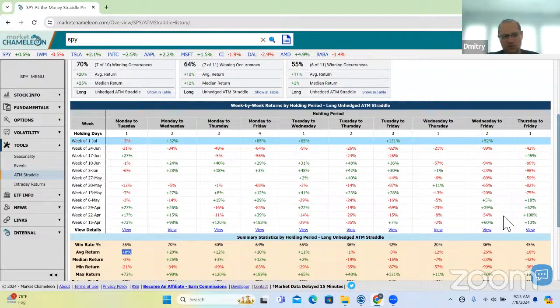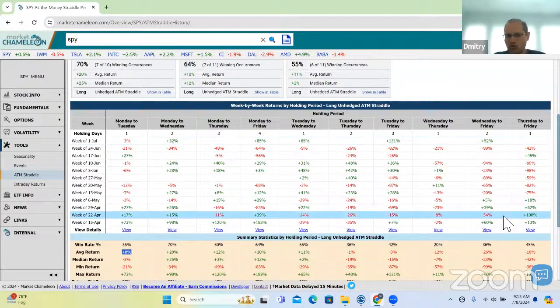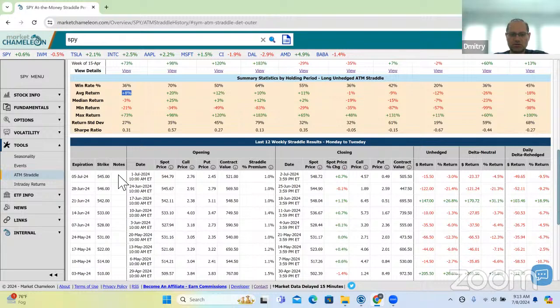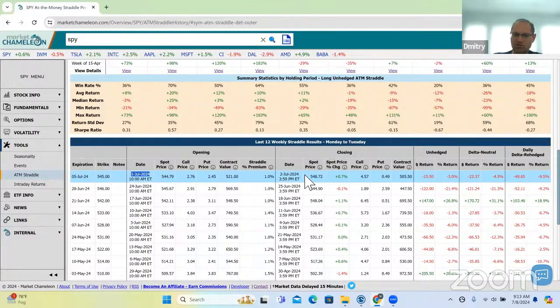So what does that mean? Well, if you did that straddle on Monday, let's say at 10 a.m. And we can see here, hold on. I think if you click view, it'll show the data. So here's the data. So you can see here at 10 a.m., starting July 1st, and close it July 2nd, 3:59.